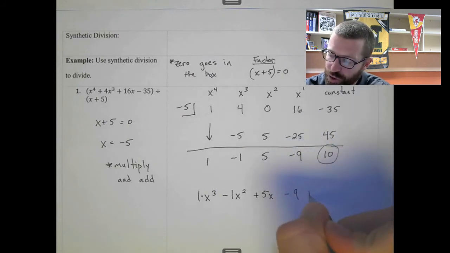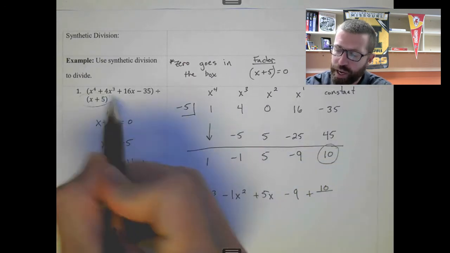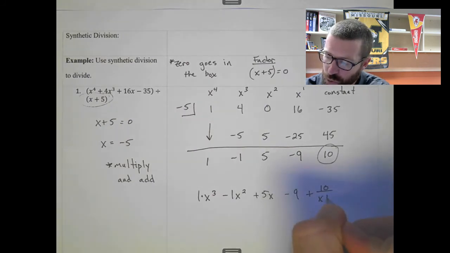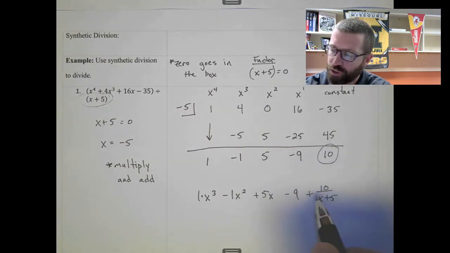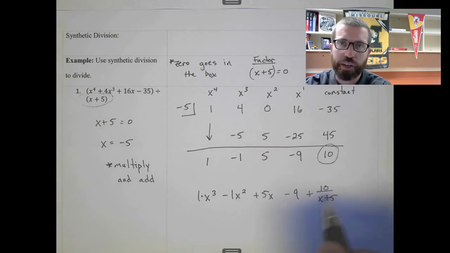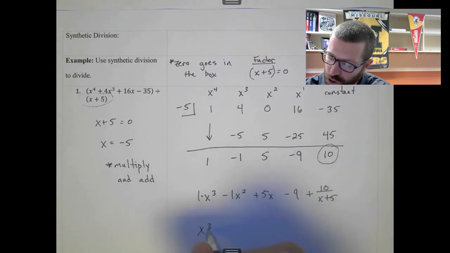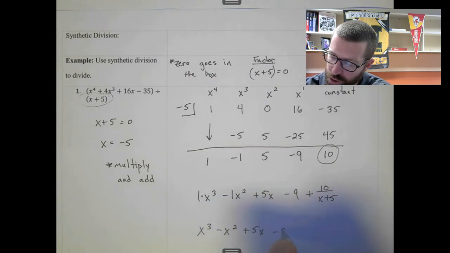The way we write this is we're going to take our remainder, but we're still going to divide by x plus 5. So that's what's left over. It has not been divided yet. So we'll always write that as plus, and then the remainder divided by whatever you divided by, the polynomial you divided by. Okay, let's rewrite this without the ones. Then we'll talk about a couple things before moving on to the next one.